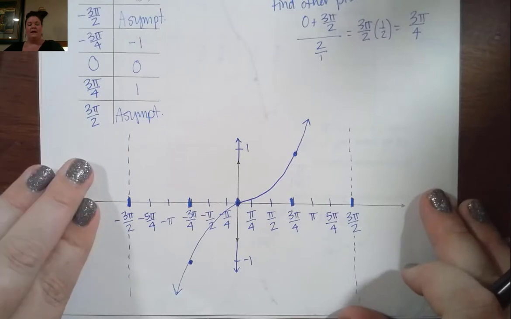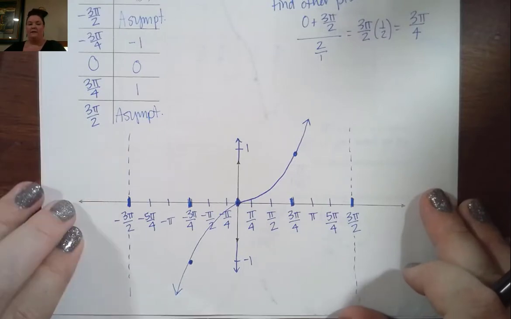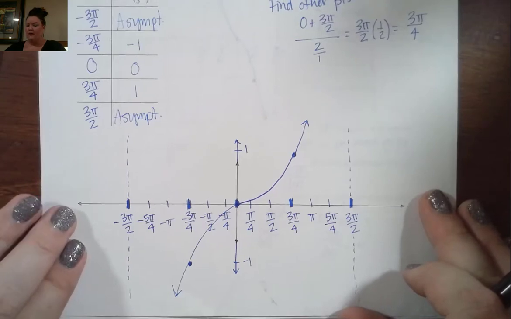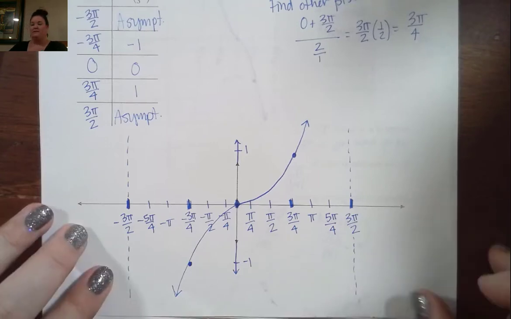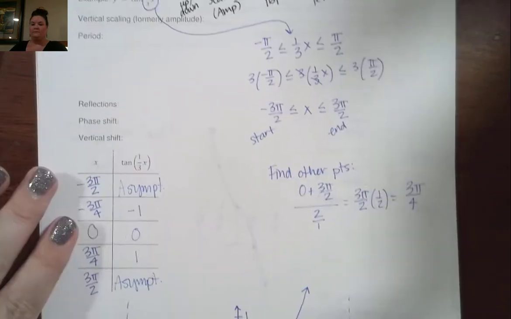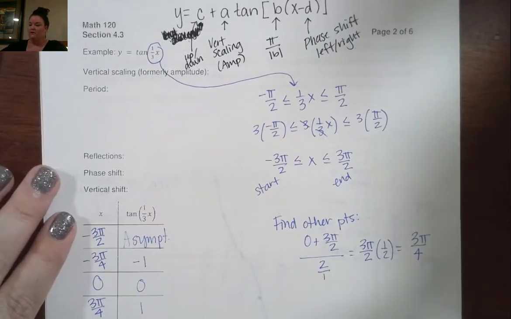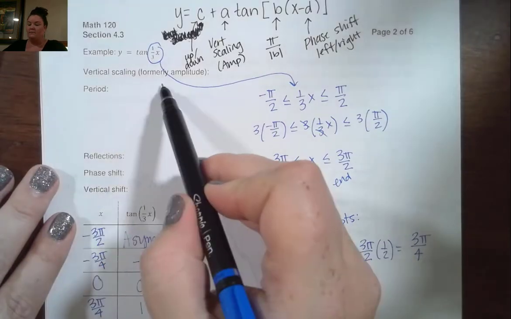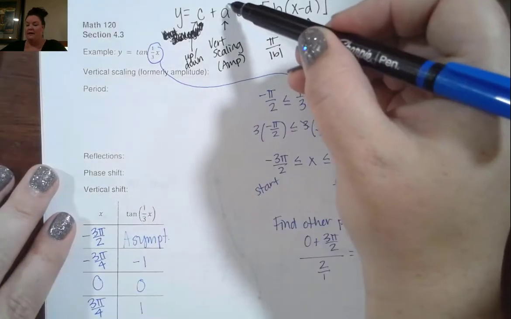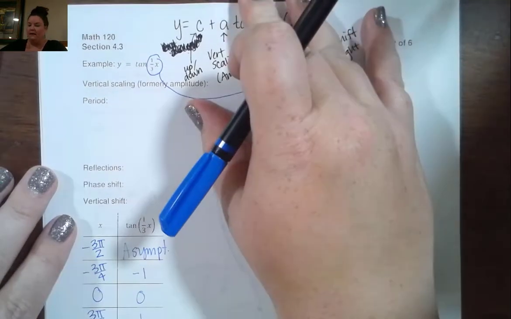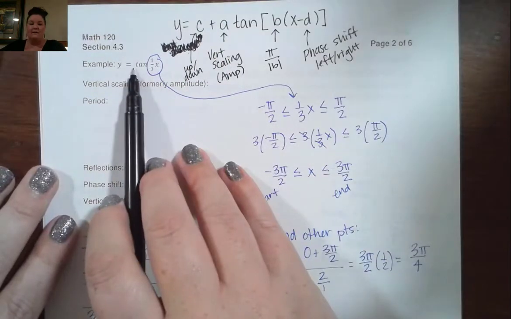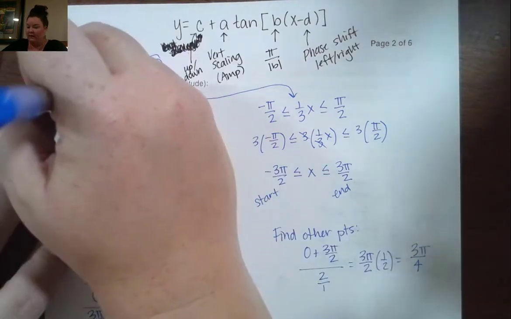So I want to go ahead and go back up and fill in all the information it's going to ask me about this, like what is the vertical scaling or my amplitude, what's the period, do I have reflections or phase shifts or any of that stuff. So let's go ahead and go back up here and look. So vertical scaling, remember that comes from this A value, anything we're multiplying by on the outside of the function. And notice here, we don't have anything being multiplied outside the function. So for vertical scaling, we have none.